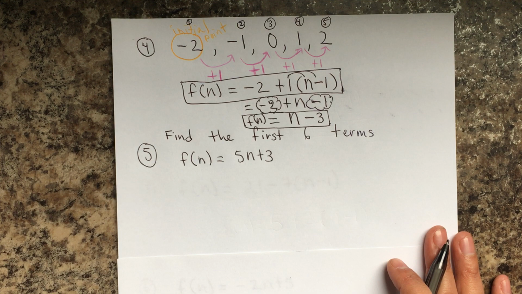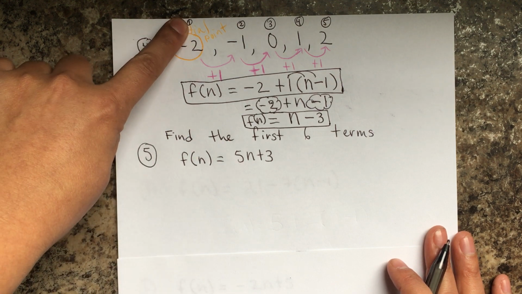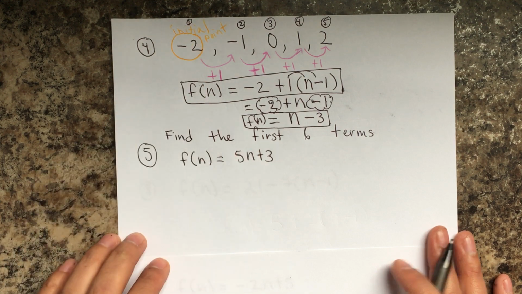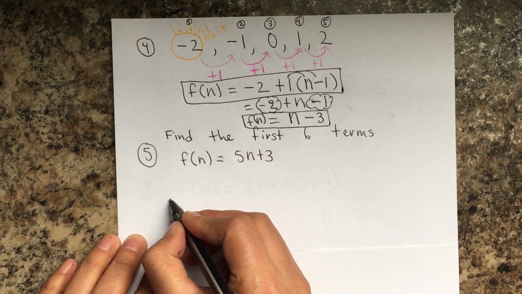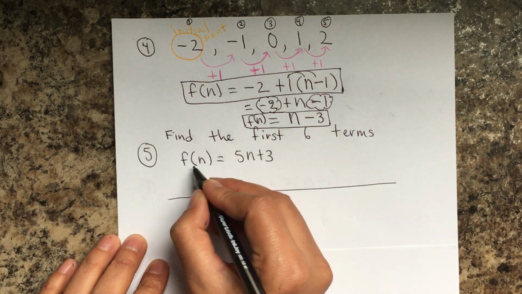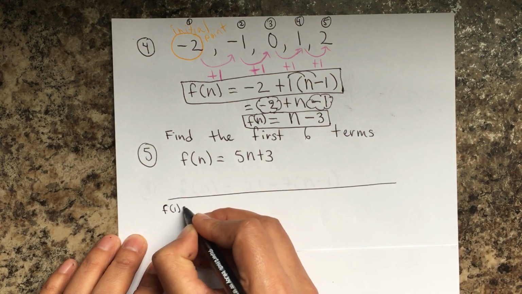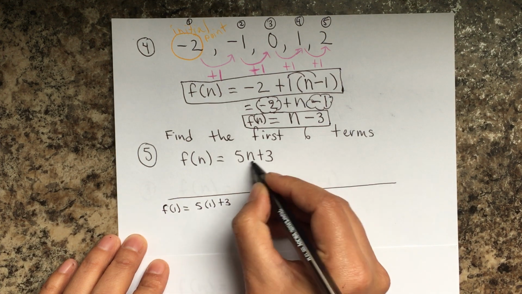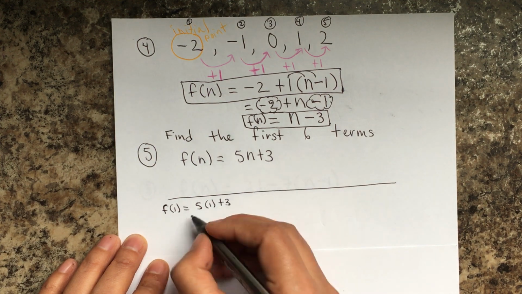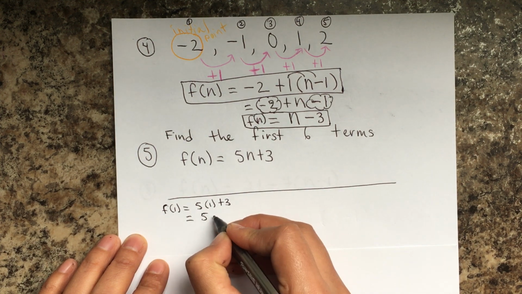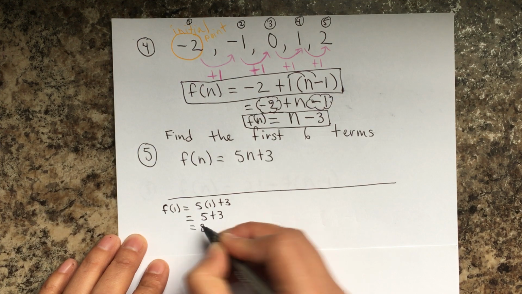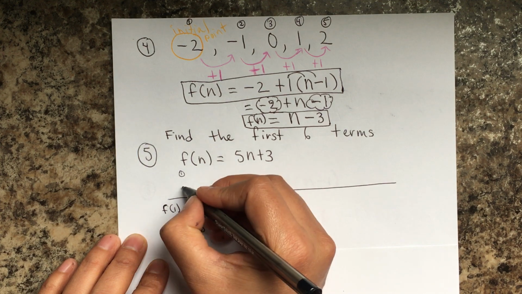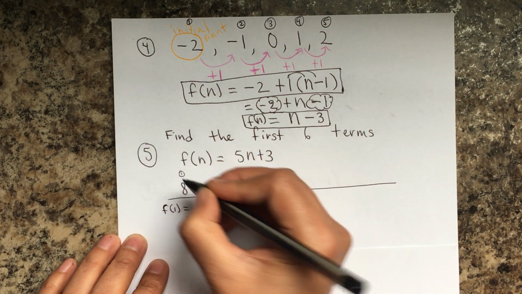So in here, what we're gonna do is basically to look for the first one, we're gonna replace n by 1. So let's start doing it. I'm gonna leave a space in here to write the sequence. I'm gonna start by putting f of 1 equals 5 times 1 plus 3. All I did was to replace the 1 in here. 5 times 1 is 5 plus 3, that's equals to 8. So the first number is 8. Or you can just put f of 1.